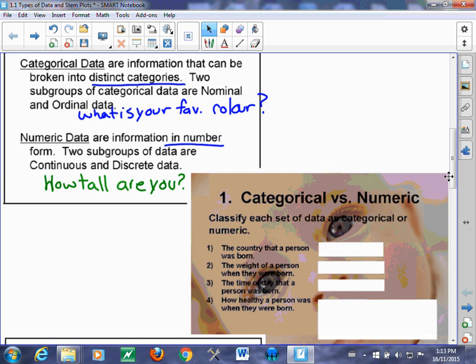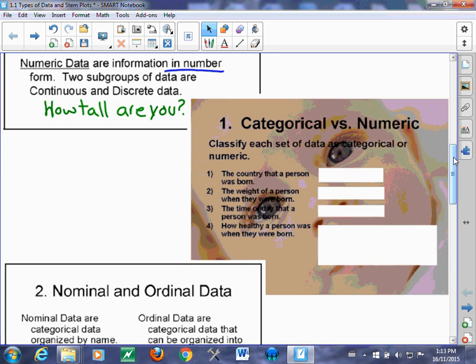All right, so let's do a little question here. Classify each of the data as categorical or numeric. The country that a person was born in, well, that is categorical because it's going to be written in words. Okay, the weight of a person when they were born, that's numeric. Okay, the time of day when a person was born, that is numeric. And how healthy a person was when they were born.